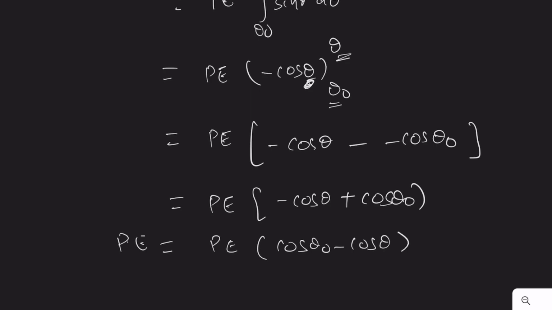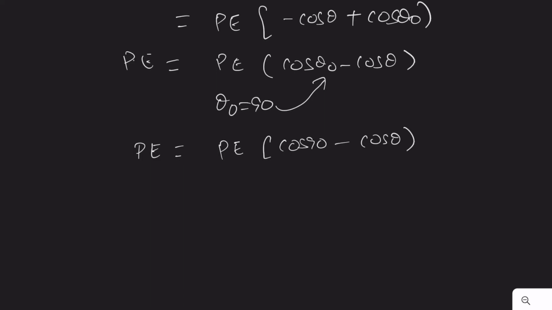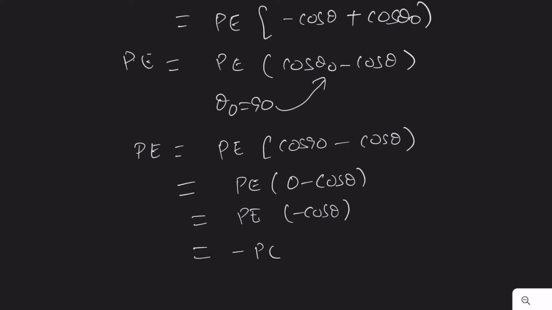So this is potential energy. But usually in most cases we take initial angle as 90 degrees, then substitute 90 degrees here, then potential energy is equal to Pe, cos 90 minus cos theta. Cos 90 is 0, 0 minus cos theta. So Pe into minus cos theta. So we get here minus Pe cos theta. So this is potential energy of the dipole.